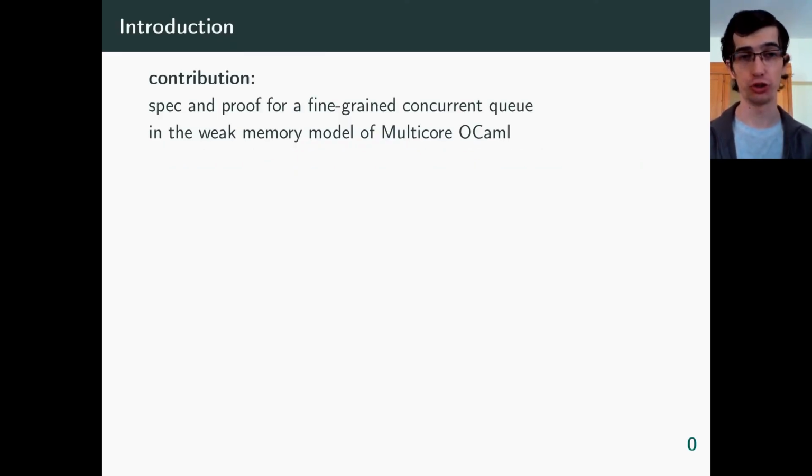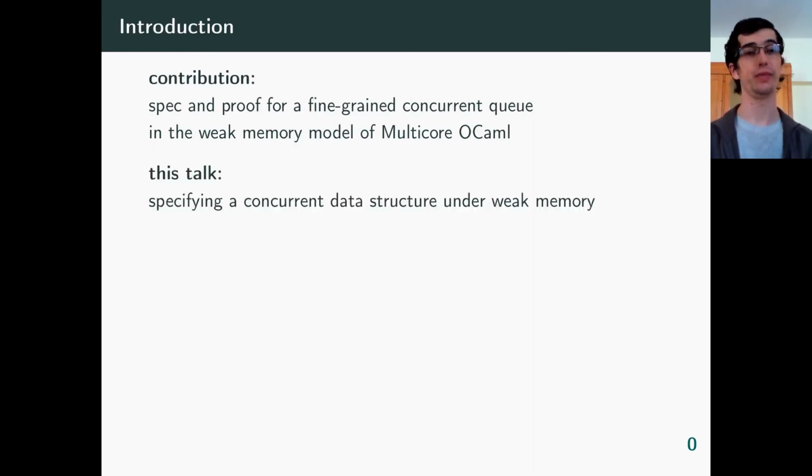Our paper's contribution is a specification and a proof of a particular fine-grained implementation of a concurrent queue in a weak memory model, which is that of Multicore OCaml. In this talk, we won't cover the proof, nor the implementation, but we'll see how to write a usable spec for it.